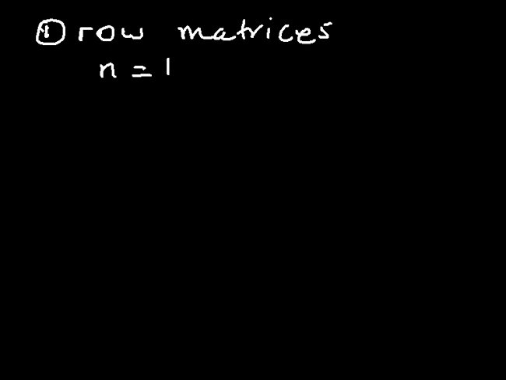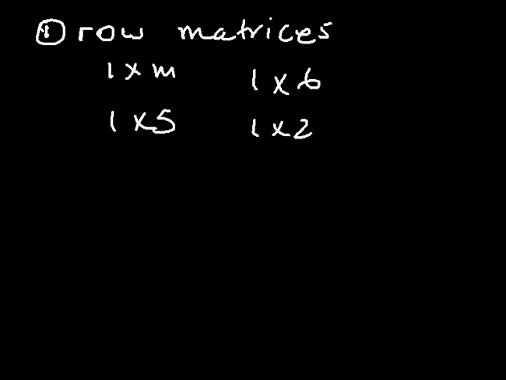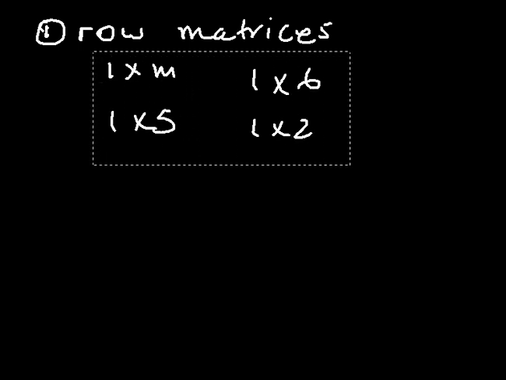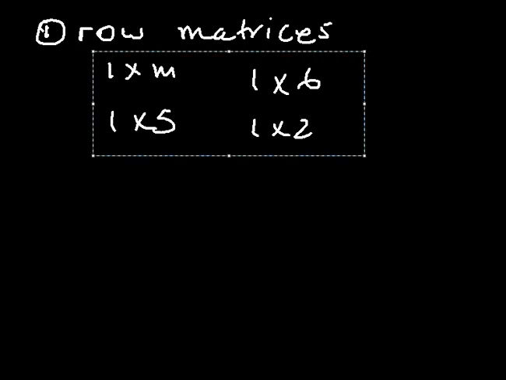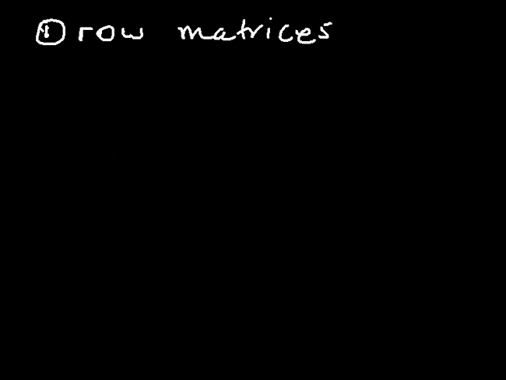In other words, row matrices follow the order of 1 by m, of which m can be any number apart from 0 or negative. So we can have, let's say, a 1 by 5 matrix, a 1 by 6 matrix, a 1 by 2 matrix. In other words, row matrices are the matrices with the number of rows as one.